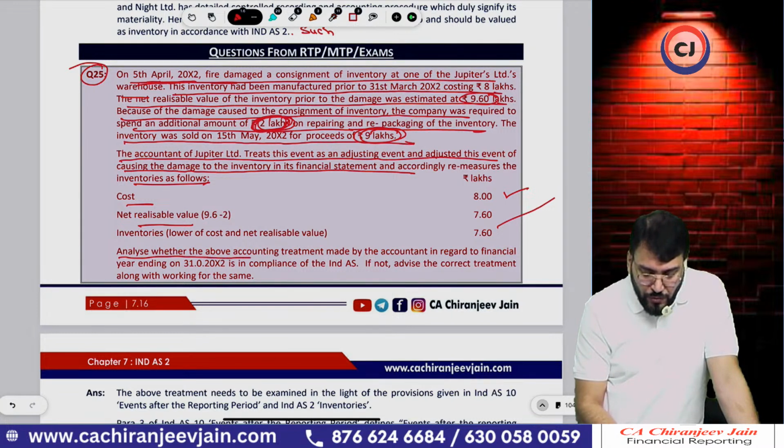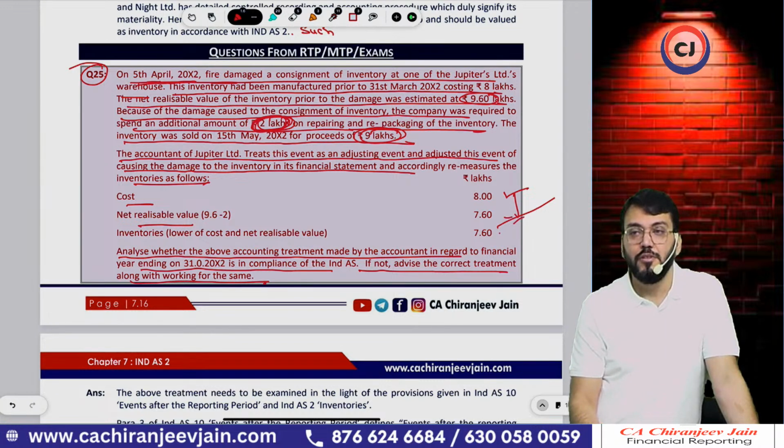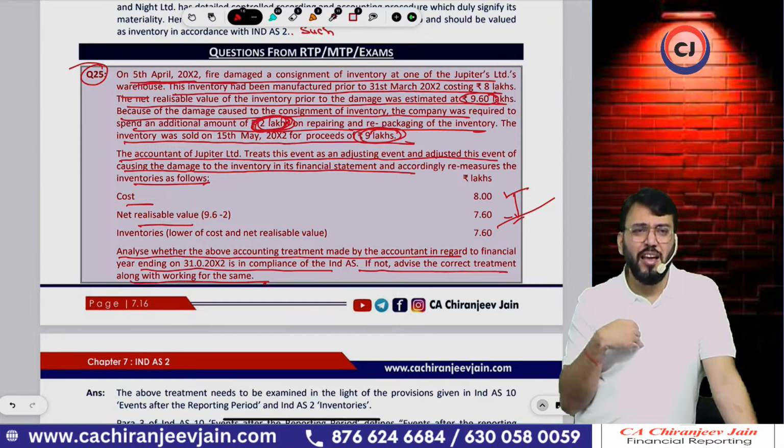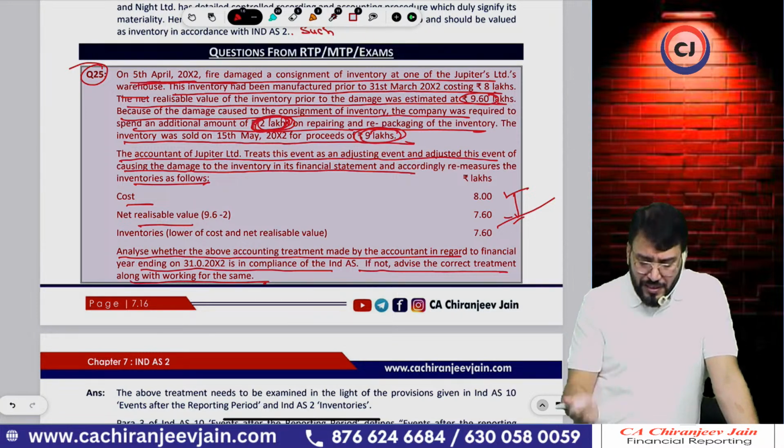Analyze whether the above accounting treatment made by the accountant in regard to the financial year ending is in compliance with Ind AS. If not, advise the correct treatment along with the working for the same. But is it correct or wrong? Wrong. Is it adjusting or non-adjusting? Non-adjusting. Do you require my help? So what will be the correct accounting treatment?